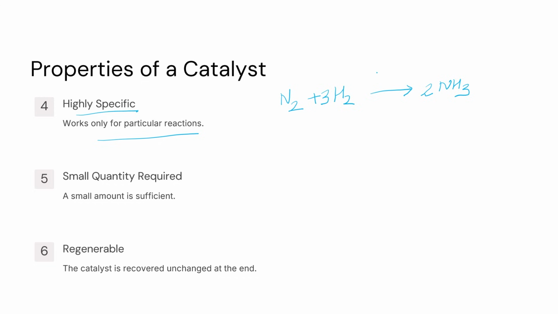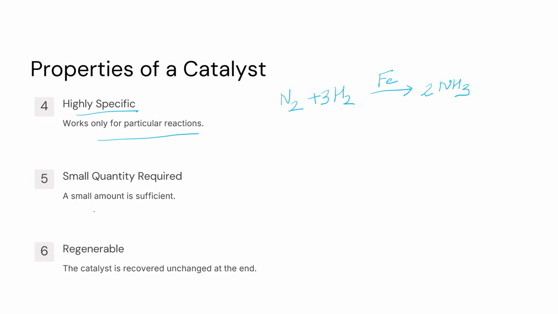In this particular reaction, which is the synthesis of ammonia by Haber's process, the catalyst used is iron. Iron is a very specific catalyst which is being used for this particular reaction. No other catalyst basically can be used for performing the same reaction. So what does it mean? It means that the catalyst is very specific for a given reaction.